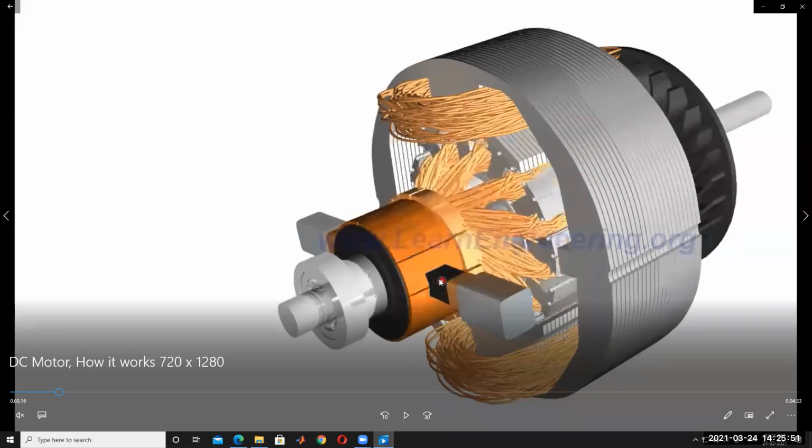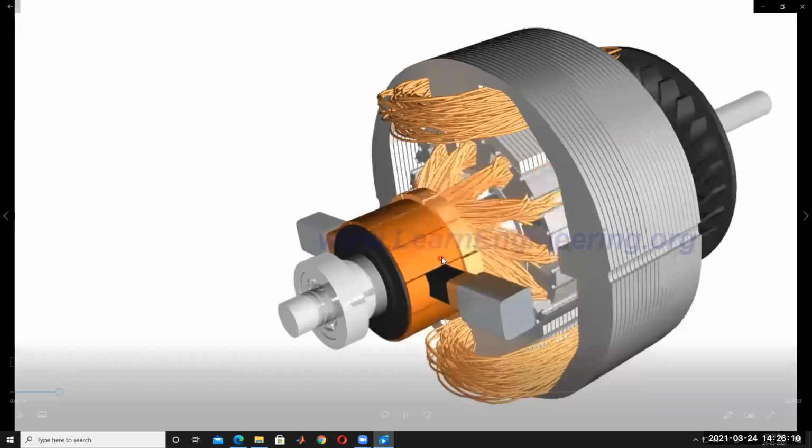The black one is called the brush. The brush is connected to the commutator segments. Then the power supply is passing through the rotor, with this color one terminal and this color the other terminal. Like this, the power supply is given.